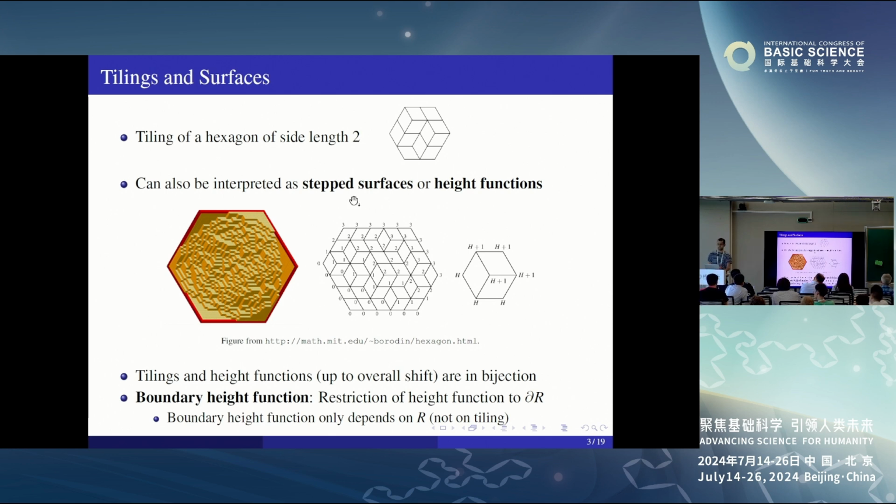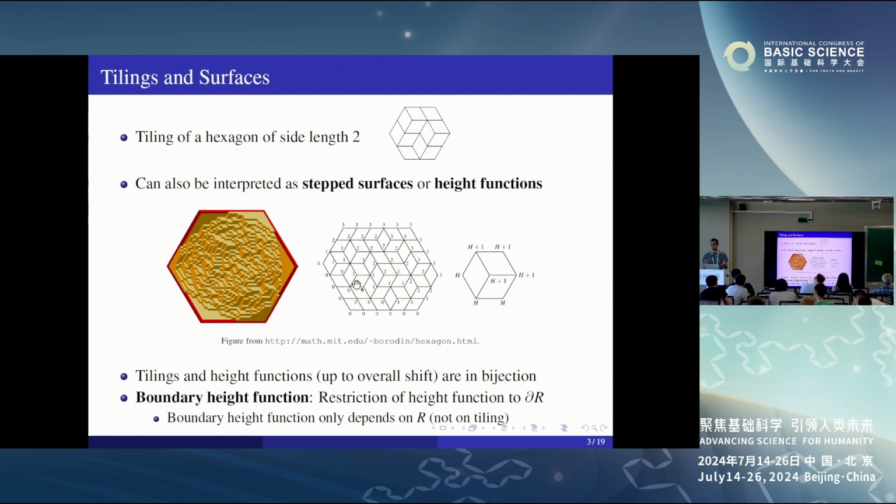This is an irregular hexagon of dimensions 3 by 4 by 5. I've taken an example of a tiling of it, and I've written down what the height is at each vertex in the domain. Here, for example, I'm claiming the height is 2, which hopefully makes sense because, as you can see, there are 2 boxes below this point.